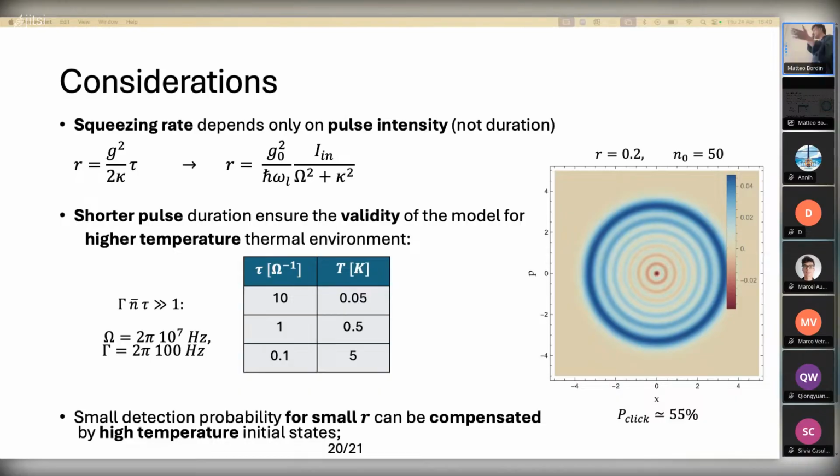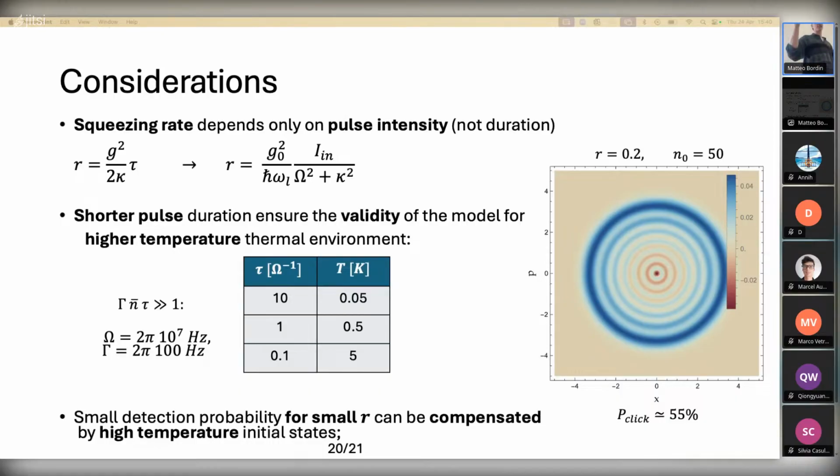But if I take, for example, the duration of the pulse to be just a tenth of a mechanical oscillation, I can have my system at a temperature of 5 Kelvin, which is not prohibitively cold. I think temperatures of that order can be achieved in the lab. Still, it puts requirements on the experimental setup. I thought this was interesting because it relaxes a little bit the experimental assumptions to perform this. Last observation is that we saw before, negativity and probability of detection go pretty much inversely.